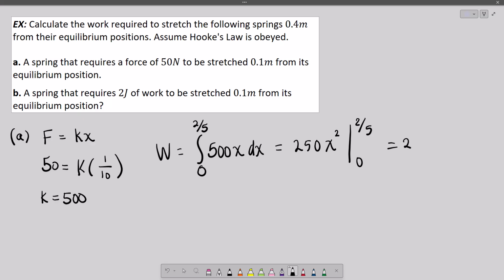And then we'll end up with 250 multiplied by 4 over 25. So 40? And we're doing work, so joules or newton meters, either one.